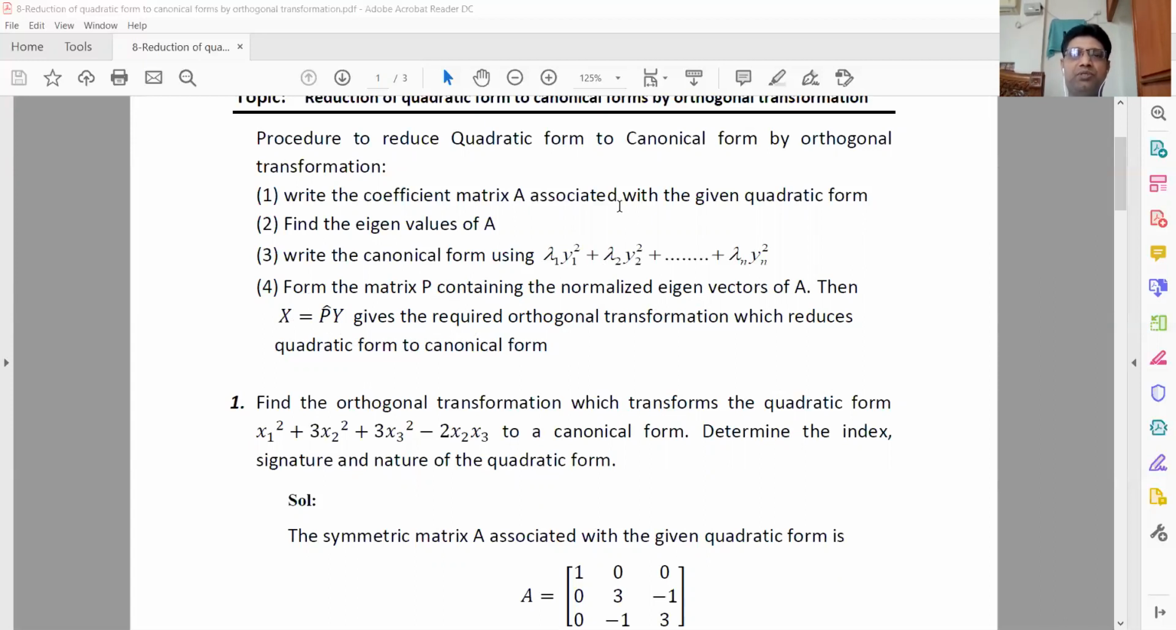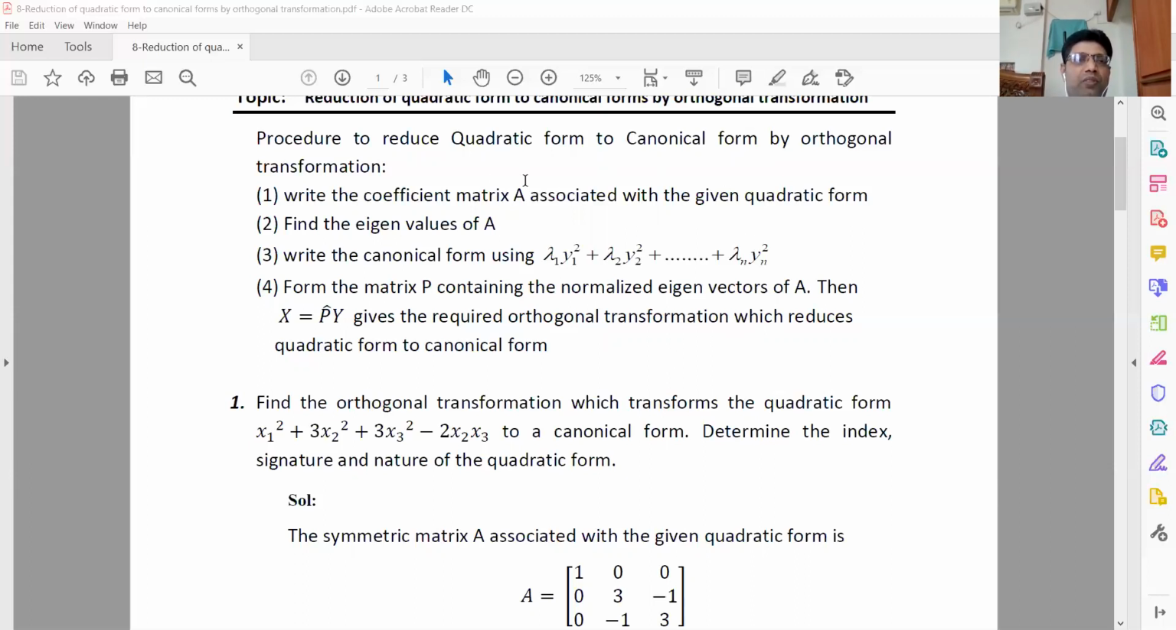So these are the simple steps we have to follow. First, for the given quadratic form, write the coefficient matrix. Next, find the eigenvalues of that matrix. Next, find the eigenvectors of the corresponding eigenvalues. Then check whether they are pairwise orthogonal or not. If they are pairwise orthogonal, then normalize those vectors and construct the normalized model matrix. Once the normalized model matrix is in your hand, you can use X equals P Y to get the corresponding orthogonal transformation, which is required to reduce the quadratic form to canonical form.